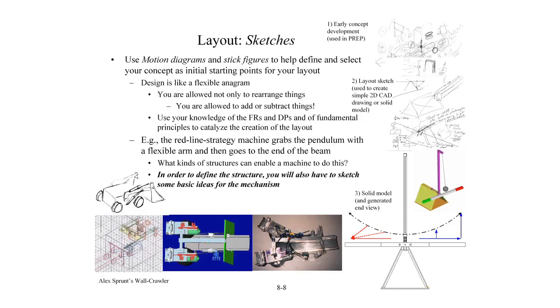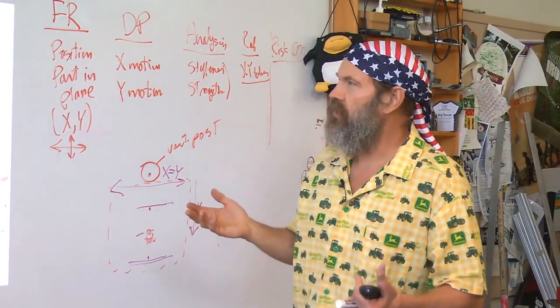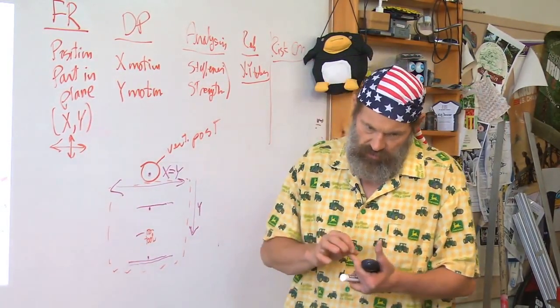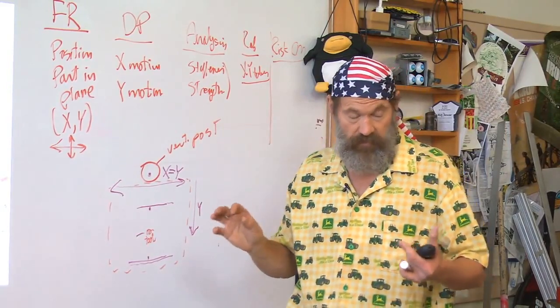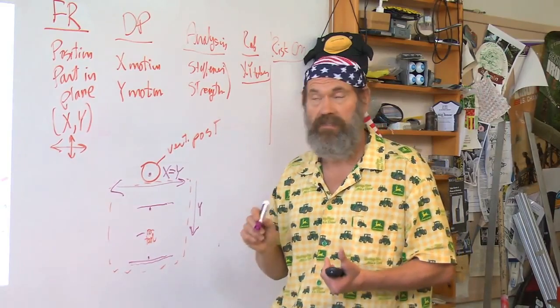You think of the design like a flexible anagram. You're allowed to only rearrange certain things. You can add or subtract things. You can use different colors to represent different mechanisms. That's why sketching in your notebook with different colored pens is very, very powerful.